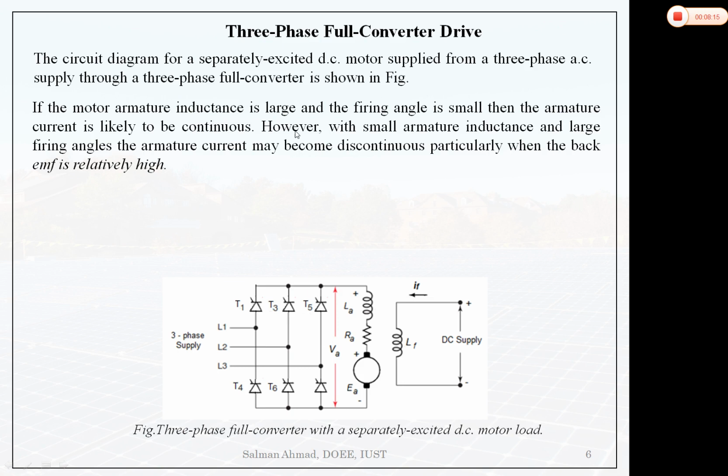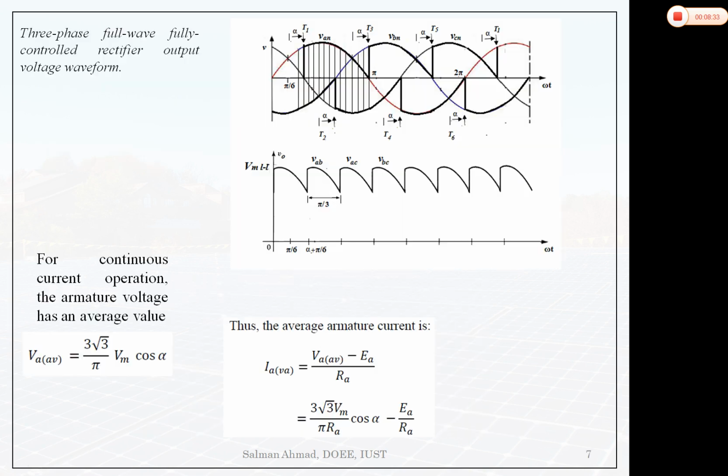If the motor armature inductance is large and the firing angle is small, then the armature current is likely to be continuous, because large inductance will allow continuous operation. However, with small armature inductance and large firing angle, the armature current may become discontinuous. So I'll discuss those things.